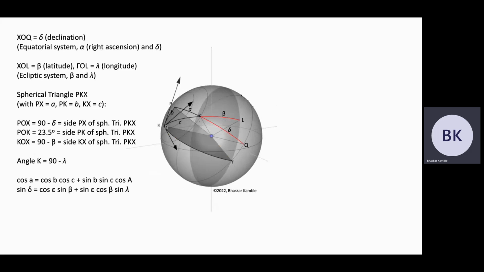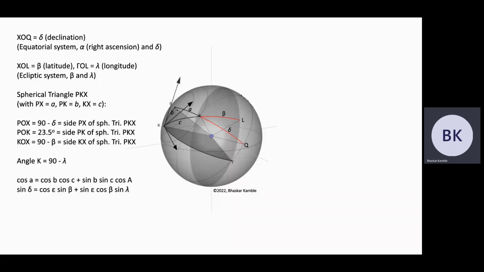Now small a plus delta is 90 degrees because POQ is 90. Therefore a is 90 minus delta. Similarly, c plus beta is 90, so c is 90 minus beta. So we know this side of the spherical triangle is 90 minus delta, and this is 90 minus beta. And now what is the angle B?